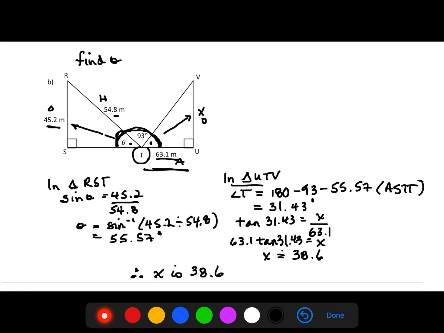Because we've done a lot of steps here, we're going to do a therefore statement summing up what it is we found and that we recognize that this is our final answer of 38.6 meters.